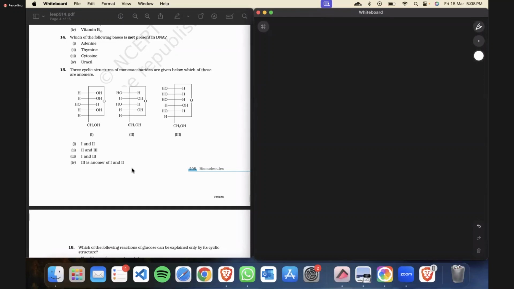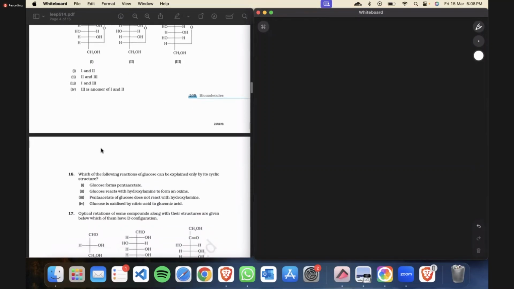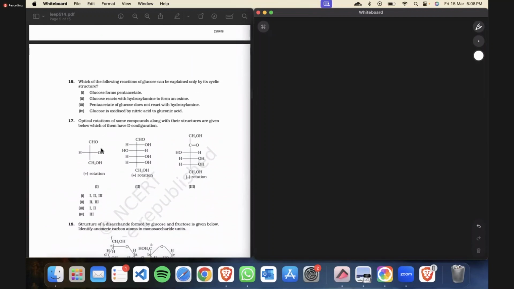So if we check, which one will be the anomer in the C1 linkage? Only the C1 linkage. See, this is the C1 over here, this is the C1 over here. Okay, the linkage, H OH, OH H, changes, no? So option number one is correct. Now moving onward to question number 16.